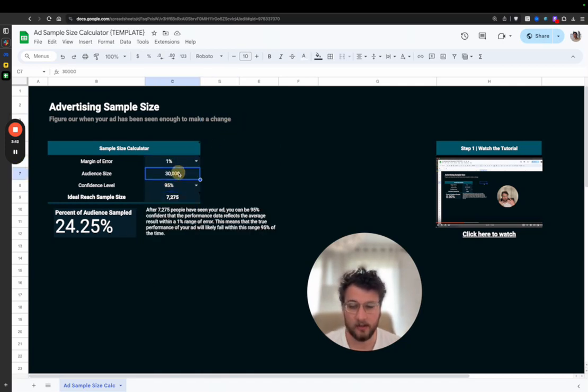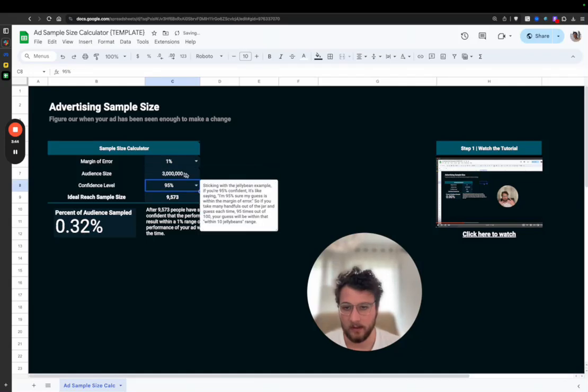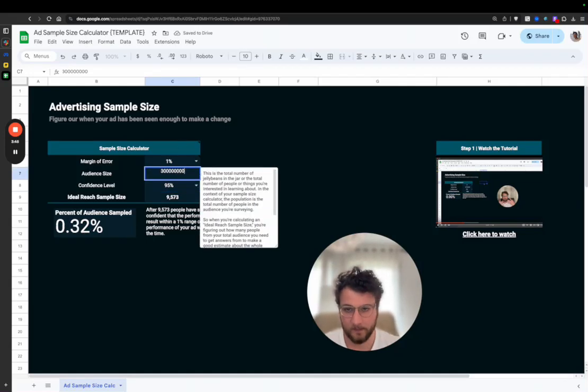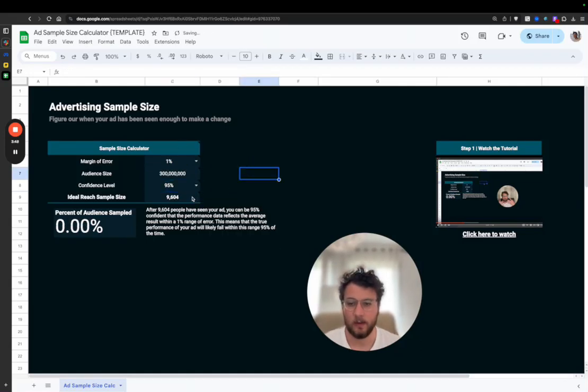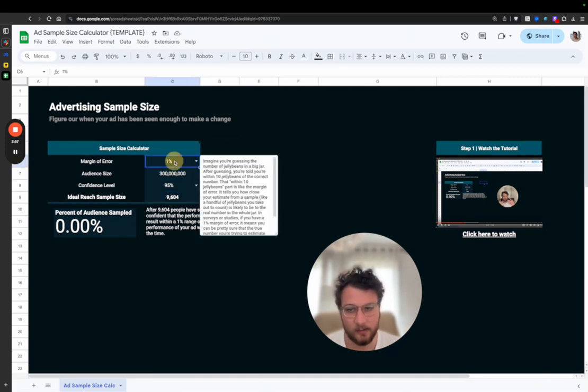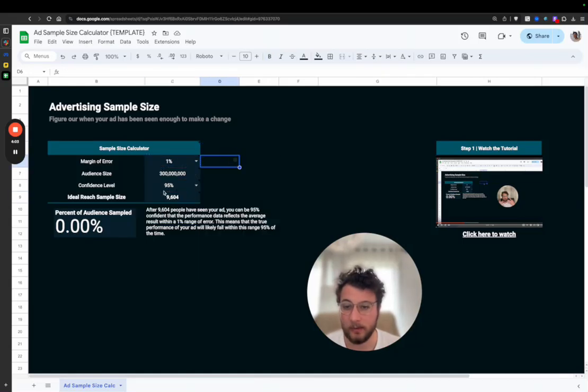This is pretty standard. And again, with that 3 million size audience, we can see we need to be reaching around 9,604 people, right? So this is all you have to do. Go to this calculator, input your risk tolerance, and this explains in a lot more detail how this actually works. Put your audience size in, and now you know how many people you need to reach.